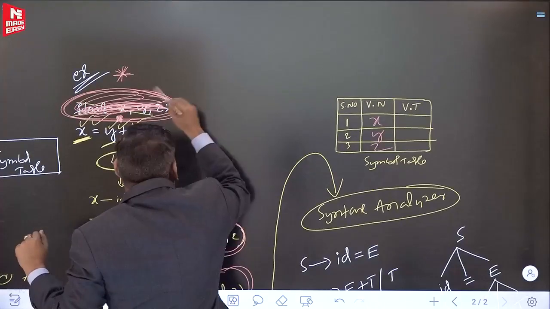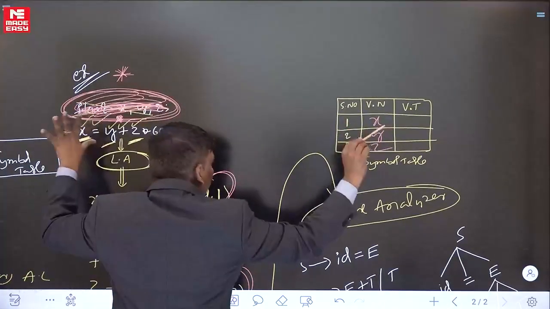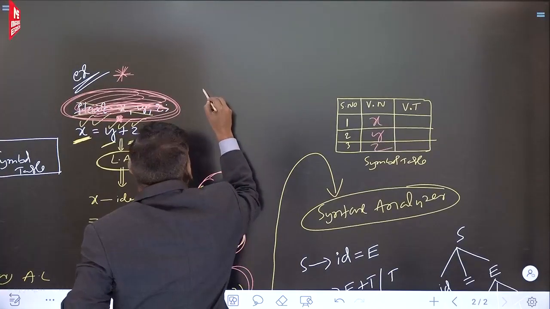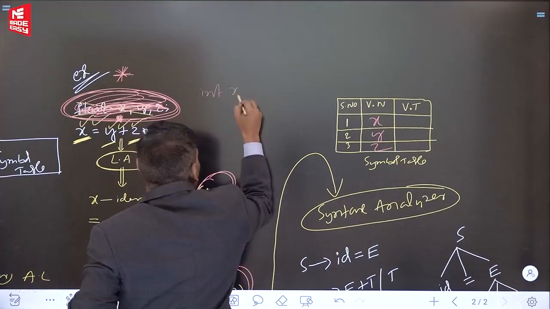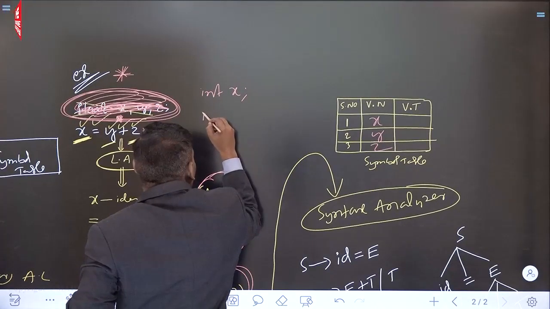See this one. Declaration came. Semantic analyzer will come, he will take this one and store. That's okay. Now see the interesting line. Suppose two times I declare int x. Listen now. Int x. Next one, int x. That's okay.